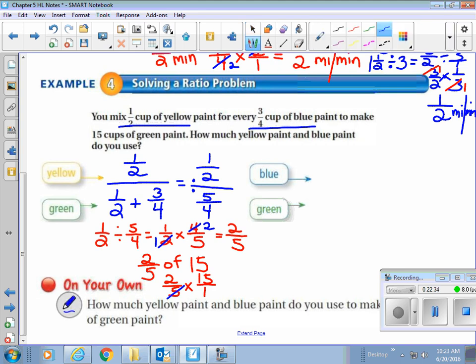Canceling the 5 and the 15, they're both divisible by 5. 5 divided by 5 is 1, and 15 divided by 5 is 3. And then we can multiply across. 2 times 3 is 6. 1 times 1 is 1, which means we're going to need 6 cups of yellow.